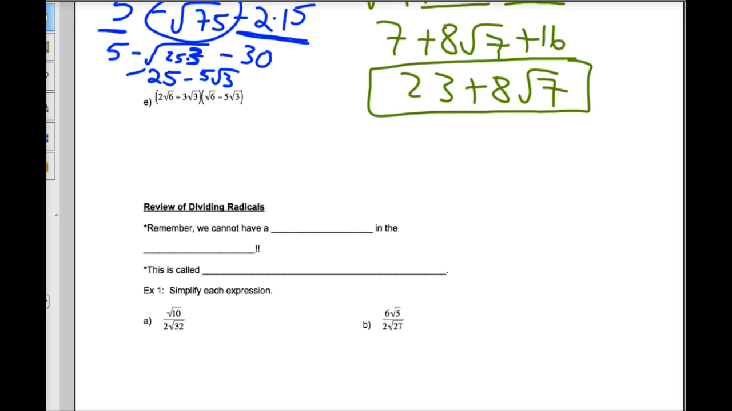They're doing 2 radical 6 plus 3 radical 3 times radical 6 minus 5 radical 3. That's all you guys are doing at this point. It's May, people, 8th grade. Seriously, get on with it. This is hard stuff, Mr. Jonas.